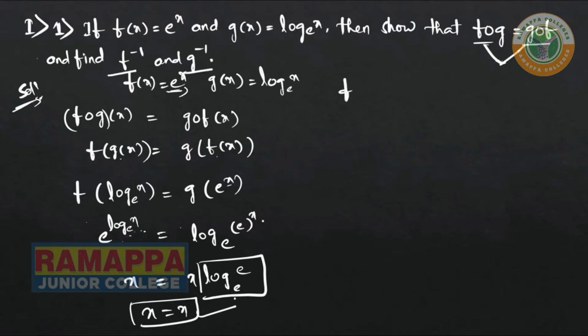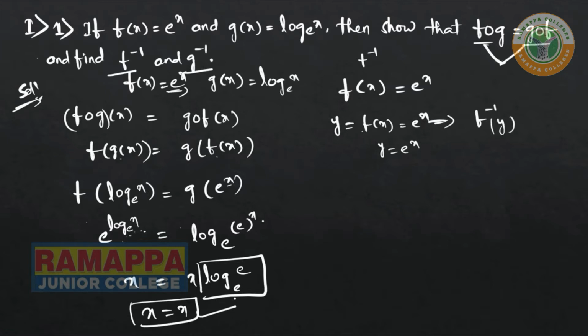Now another thing we have to find: f inverse and g inverse. First f inverse. Here I am taking f of x is equal to e power of x, and I am finding f inverse. Let y is equal to f of x is equal to e power of x, so y is equal to e power of x. From this we can write f inverse of y is equal to x.